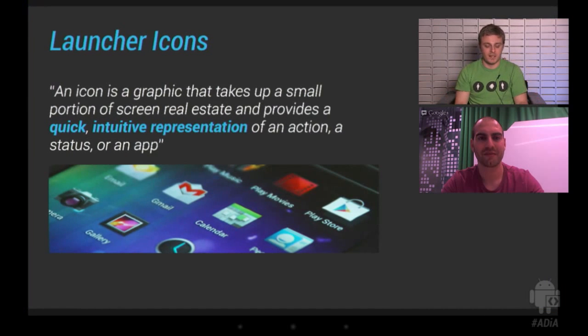So launcher icons. Basically, the Android Design Guide has a little bit about icons in general. An icon is a graphic that takes up a small portion of screen real estate and provides a quick, intuitive representation of an action, a status, or your app. So really, in the space of 48 by 48 dips, you have to make the best use of that space to represent what your app does, what it means. Whether that's an icon representing your brand if you have an existing service, or if it's a utility app, in that space, try as best as possible to represent what the user will benefit from once they use your app.